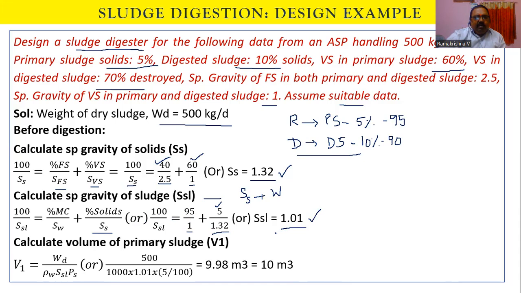Now we will calculate the volume of the primary sludge. We have the formula WD divided by rho W SSL PS. So 500 kg per day is the dry weight, 1000 is the density, 1.01 is whatever we have calculated here, and percentage of primary solids here is nothing but 5 by 100. So which is equal to 10 meter cube. So this is volume of primary sludge, or we can also call this volume of fresh sludge. So we can write VF, anything we can write. So this corresponds to the primary sludge.